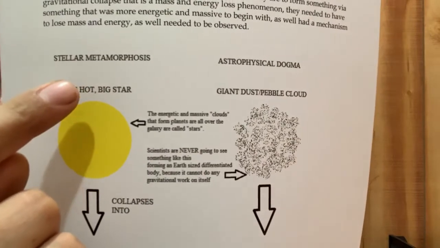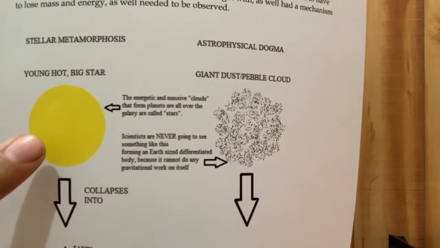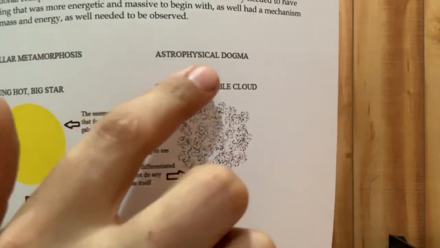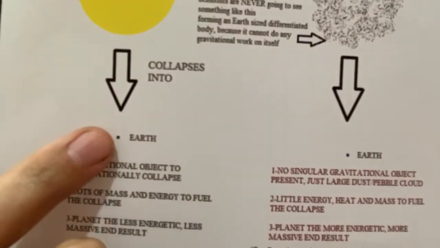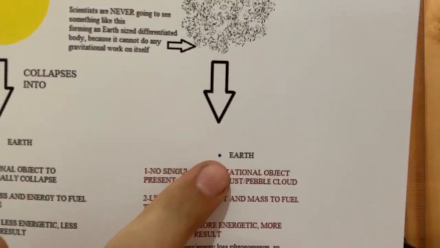For instance, I have a little illustration here. I'll link this to the bottom. But you have a large object. Here's a young, hot, large star, and then you have a giant dust pebble cloud. And this is astrophysical dogma, and this is stellar metamorphosis. See, I have written here: the young, hot, big star collapses into something like the Earth, right in the bottom. But the dogma has a big dust cloud collapsing into the Earth.